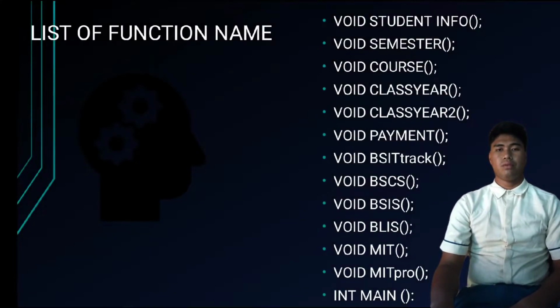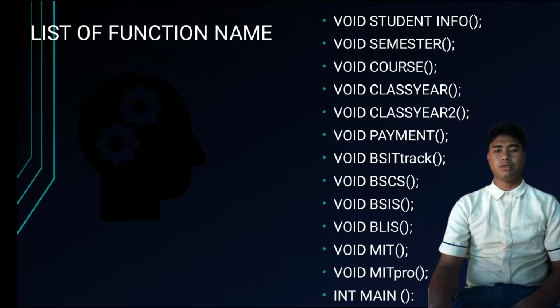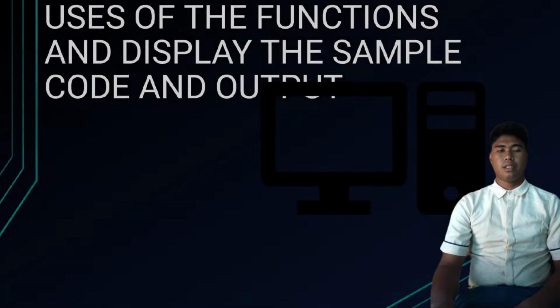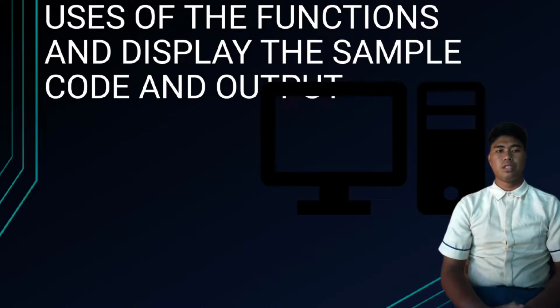And now, this is the list of function names. We have void student info, void semester, void course, void class year 2, void class year, void payment, void BSID track, void BSCS, void BSIS, void BLIS, void MIT, void MIT Pro, and int main. And now, these are the uses of the functions and the displayed sample code and output.